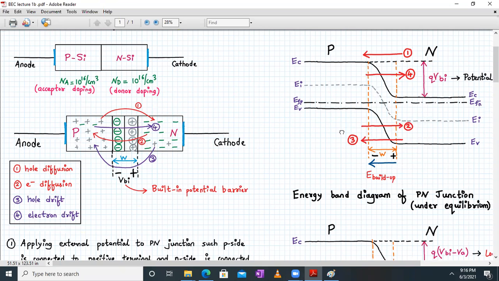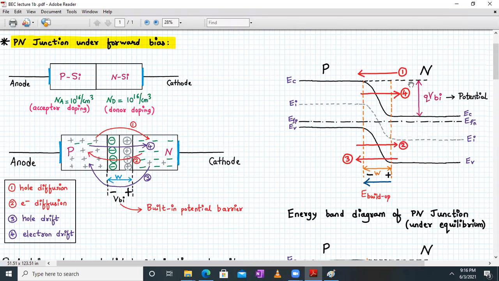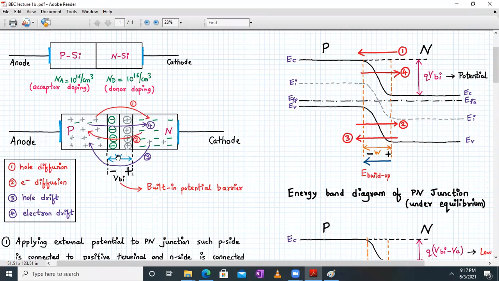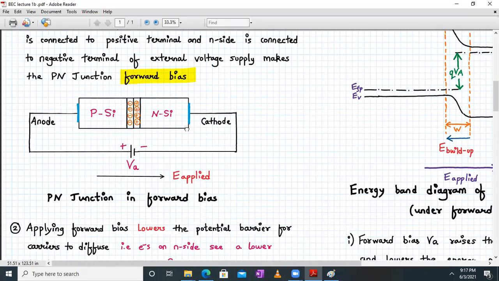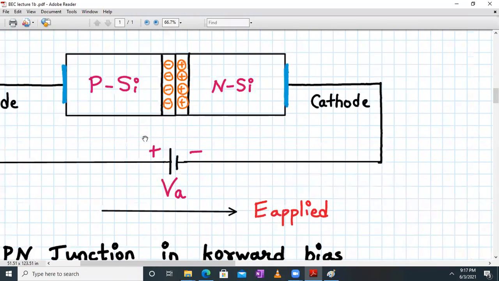And this was the energy band diagram of the PN junction under equilibrium, where you see process number 1 and 2 are diffusion processes, 3 and 4 are drift processes. They are balancing out each other. The bending of the energy bands indicates the presence of an internal electric field, and the width of the depletion layer was W. So now let's see how the PN junction is called a forward bias condition.